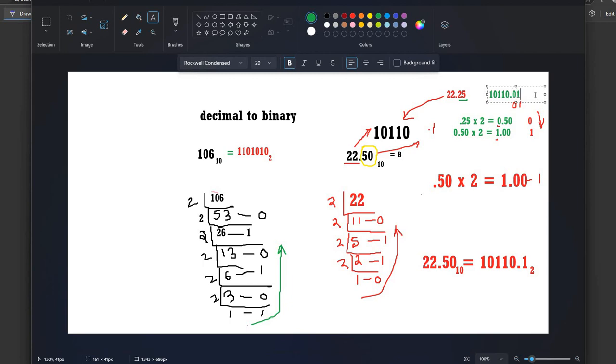10110.01, and the base will be 2, right? And the base will be 2. Okay, this is how we do the conversion.